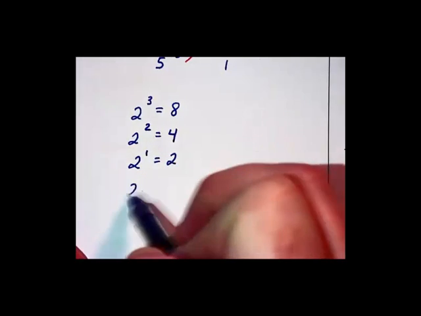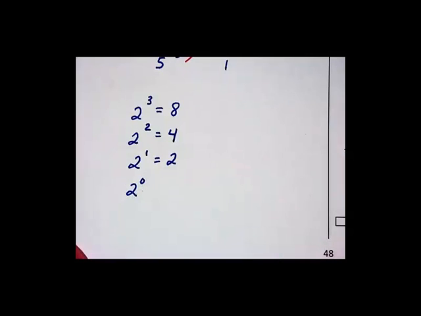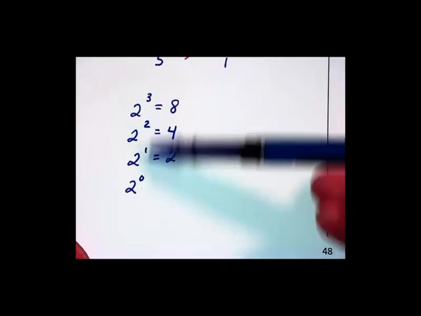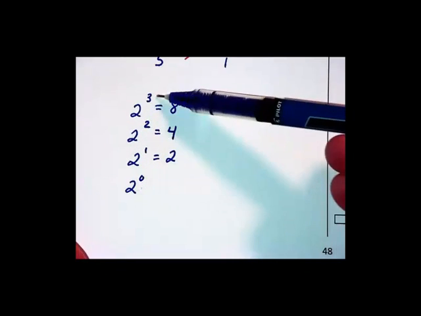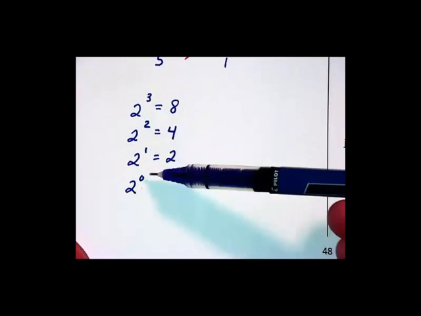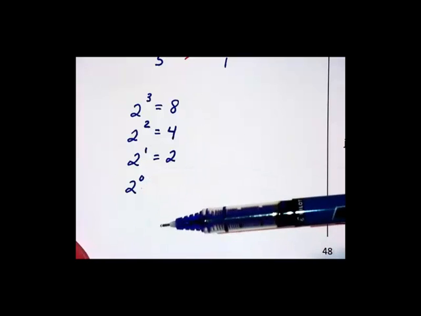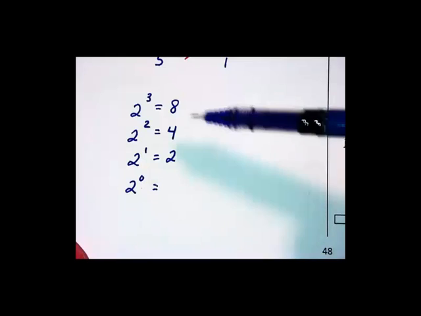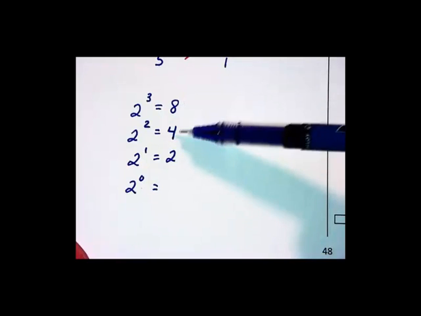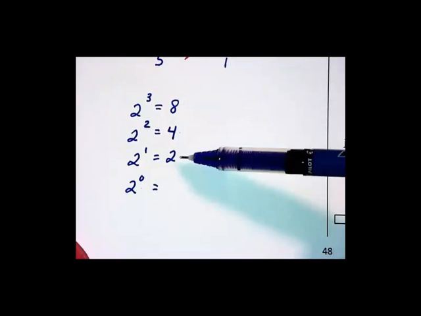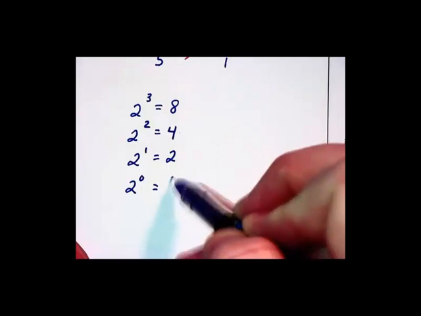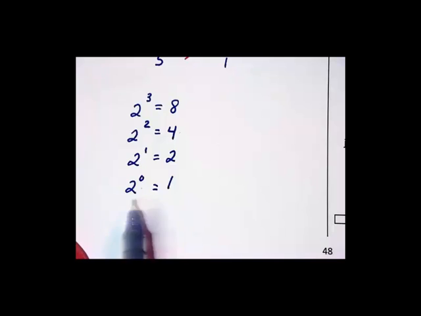And if we let this pattern continue, we move on to 2 to the 0 power. Notice how I'm keeping the 2's, the base, the same, and I'm subtracting 1 from each of these exponents, and 2 to the 0 is the next number in the pattern. Well, over on the right side, look at what's happening. The 8 is getting divided by 2 to make 4, divided by 2 to get the 2, divided by 2 again to get 1. So it only makes sense that 2 to the 0 power equals 1.